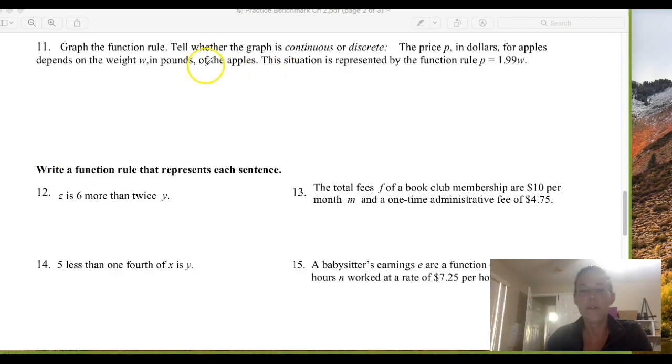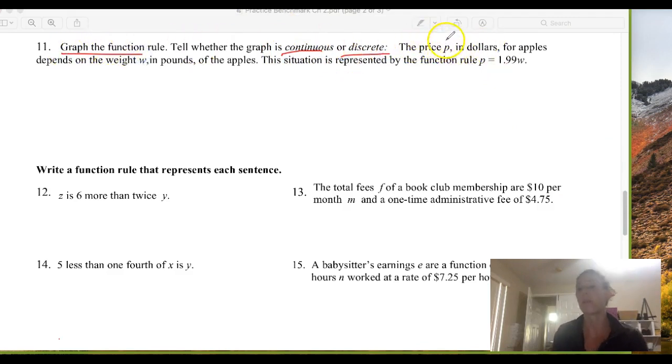Okay, graph the function rule and tell whether the graph is continuous or discrete. Make sure you do both those things, okay? Graph the function rule and tell whether it's continuous or discrete. So 2 things to do, okay?